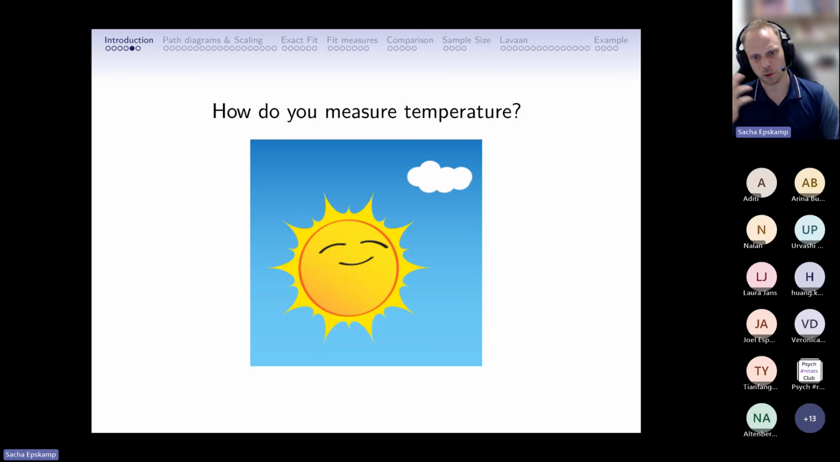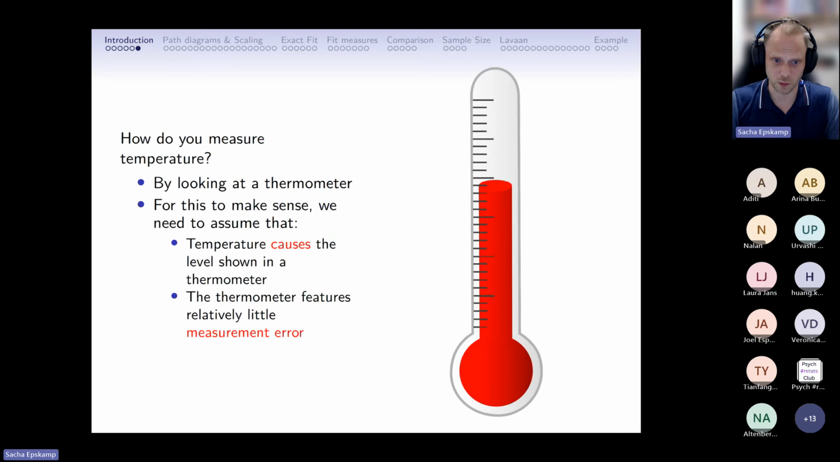Right. So if we make it a bit more concrete, we can think about something like temperature. How do you measure temperature? Can we directly observe temperature? Not really, right? So temperature is a physical aspect of the world. It's not like we can really see it or feel it, right? We can only really try to measure it by looking at things that we assume are caused by temperature. So for example, we look at the thermometer.